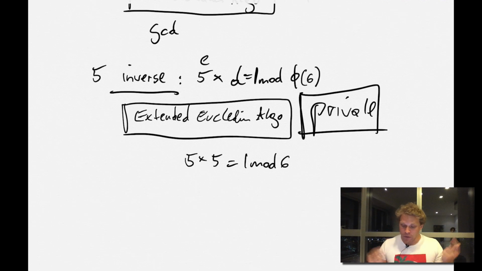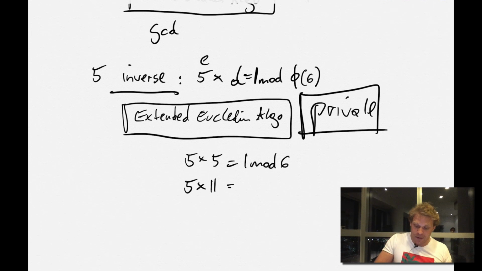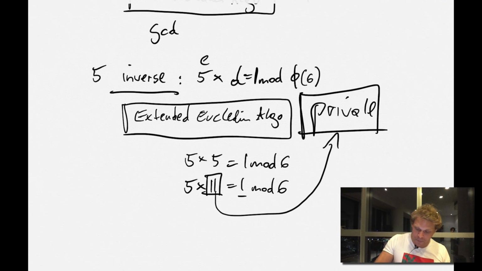So what I can do is, remember, we have an equivalence principle. I can also do 5 times 11 equals 1 mod 6. Why? Well, 5 times 11 is 55. 55 divided by 6 equals 9. There's 1 left over. And that's that. And this is how I get my private key.